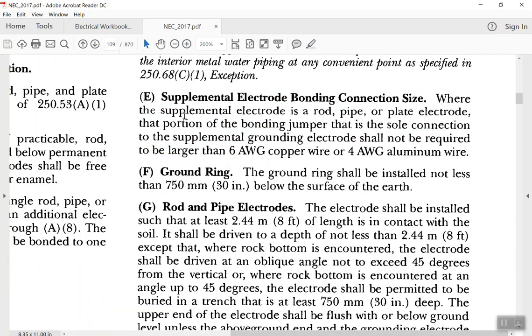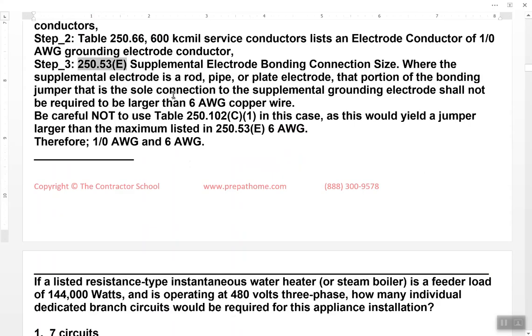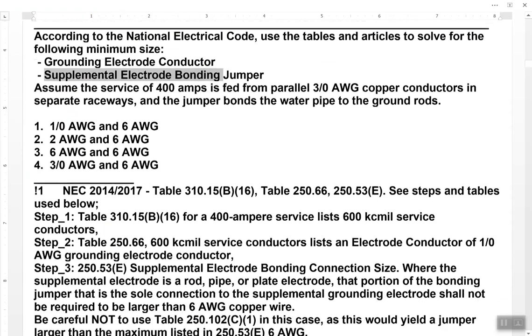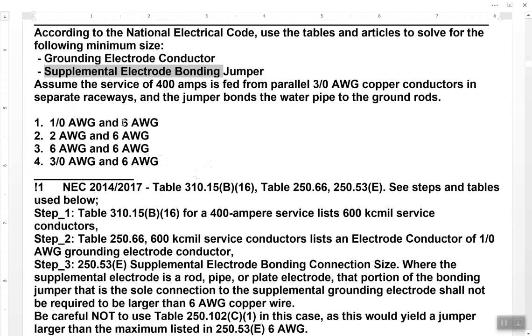It says where the supplemental electrode is a rod, pipe, or plate electrode, that portion of the bonding jumper that is the sole connection for the supplemental grounding electrode shall not be required to be larger than 6 AWG copper. Okay, and so there's the answer, right? Shall not be required to be larger than 6 AWG. And the question said to solve for the supplemental bonding electrode conductor. That's how we know that's the best article, right? So 6 AWG right there, correct answer number 1.